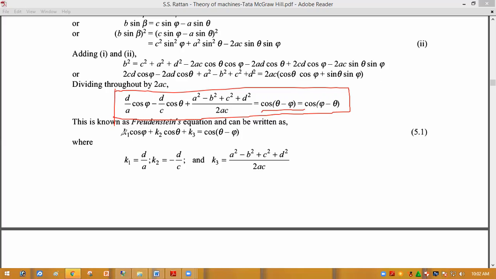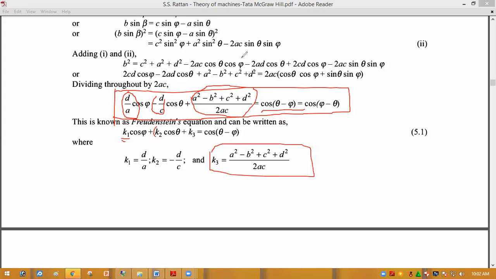So k1 means d by a. Here you can see d by a is written as k1, and minus d by c is written as k2. And this entire term, a square minus b square plus c square plus d square divided by 2ac, is written as k3, for simplification. So this equation is the Freudenstein equation.